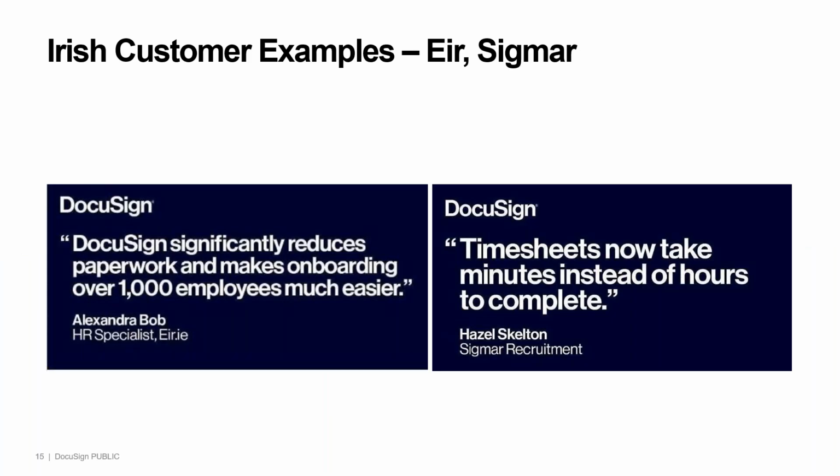A couple of customer examples, Aer and Sigmar. So we work with Aer's HR department to reduce their paperwork and make the onboarding of their over 1,000 employees much easier. You can see a quote there from their HR team, and also from Sigmar Recruitment. Again, just emphasizing that timesheets, instead of taking hours or days to complete, now take minutes with e-signature.